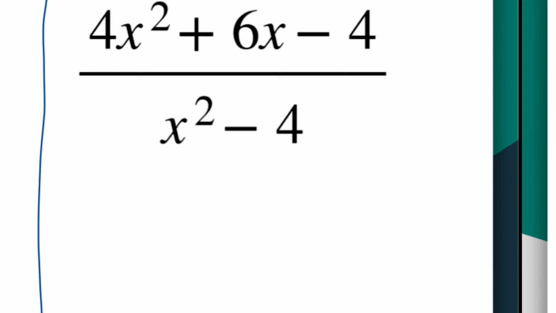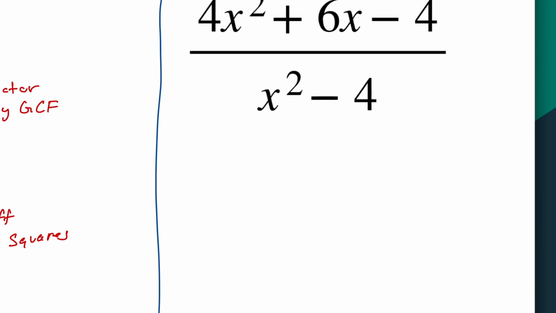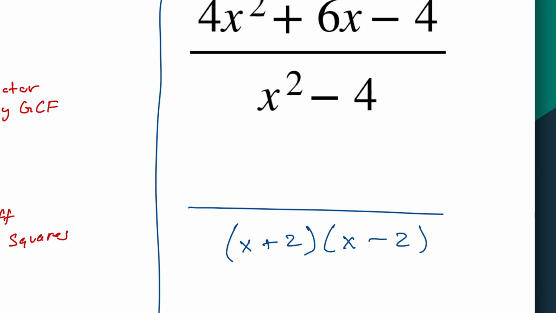Okay, so the bottom is a little bit easier. We have x squared minus 4. That's a difference of squares, right? You have a square on the left, a square on the right. And so you're going to get x plus 2 times x minus 2 on the bottom, okay? That difference of squares allows us to figure it out really quickly, okay?